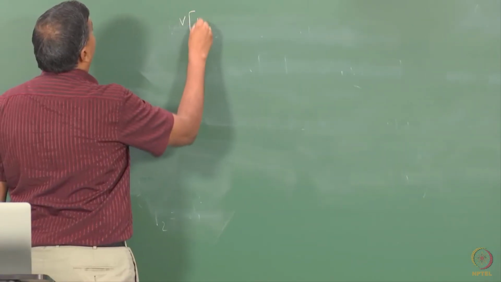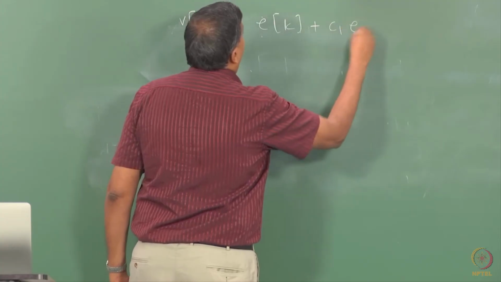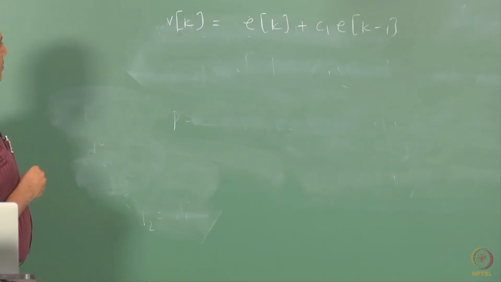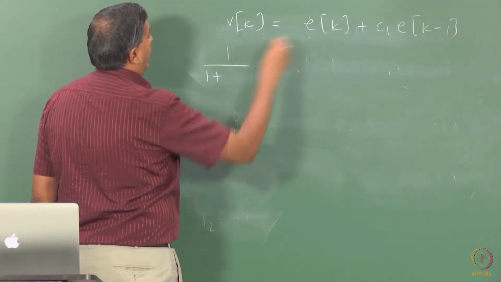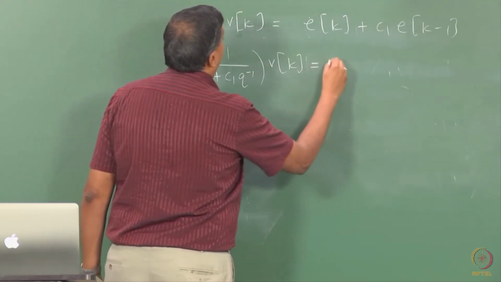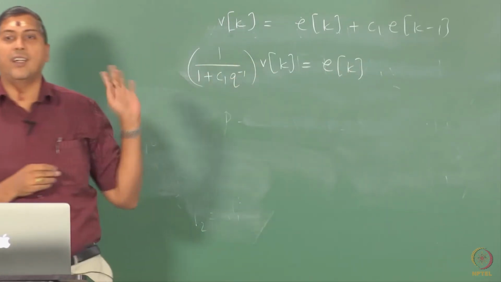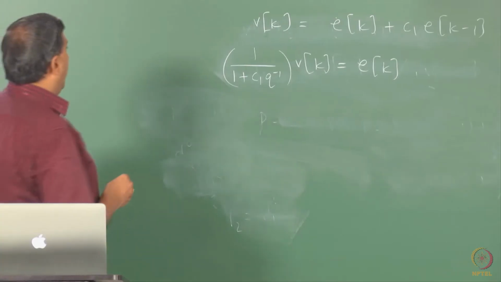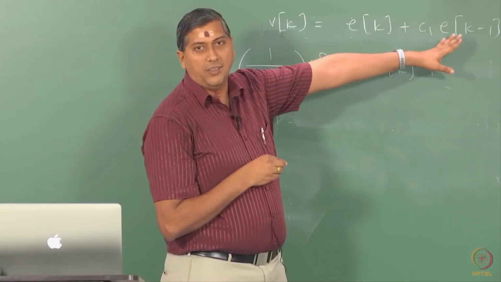So, if I have an MA(1), I have Vk as Ek plus C1 Ek minus 1, and I can rewrite this in an AR form, that is, 1 plus C1 q inverse times Ek on the right hand side. Now, I can rewrite this and straight away see that invertibility implies stationarity, in the sense that if it is invertible, the zeros here have to be outside the unit circle.